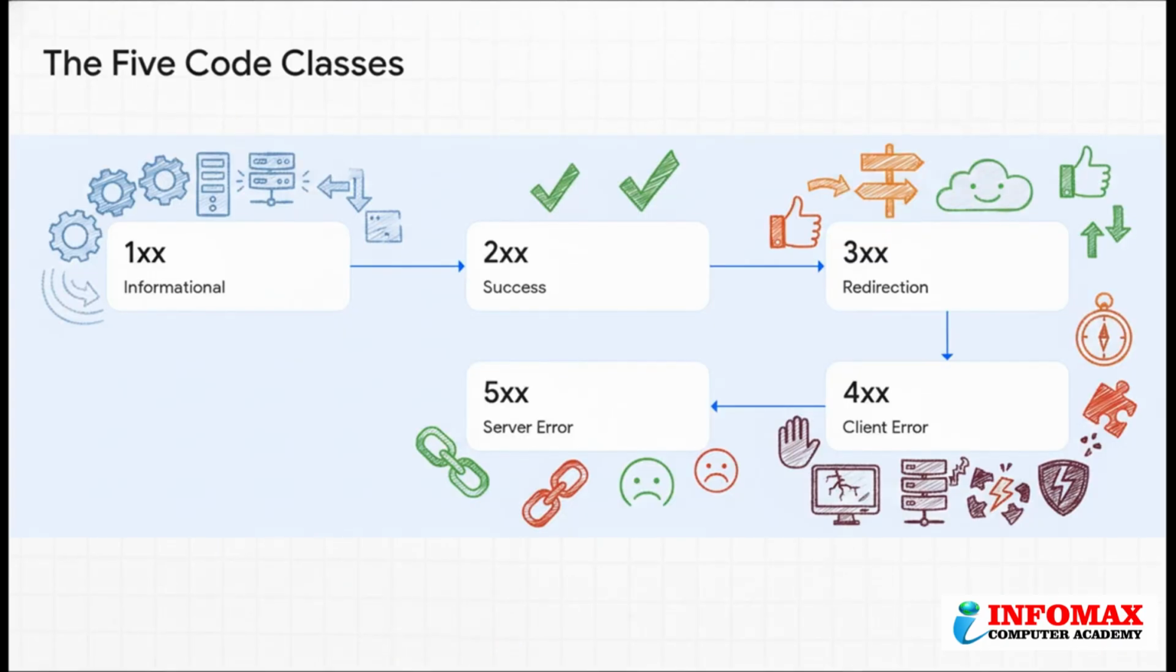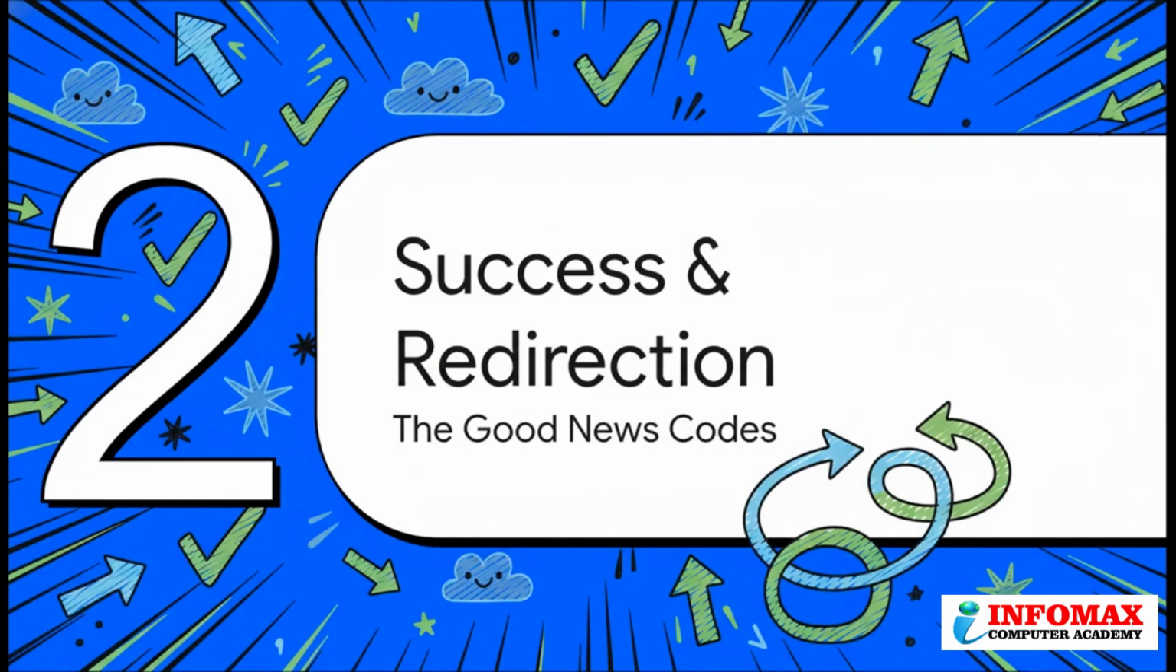And here they are, the 5 classes. The 100s are just informational, kind of like the server saying, "Roger that, I'm working on it." You'll almost never see them. So we're going to focus on the big 4 that you actually run into every day: success, redirection, client error, and server error.